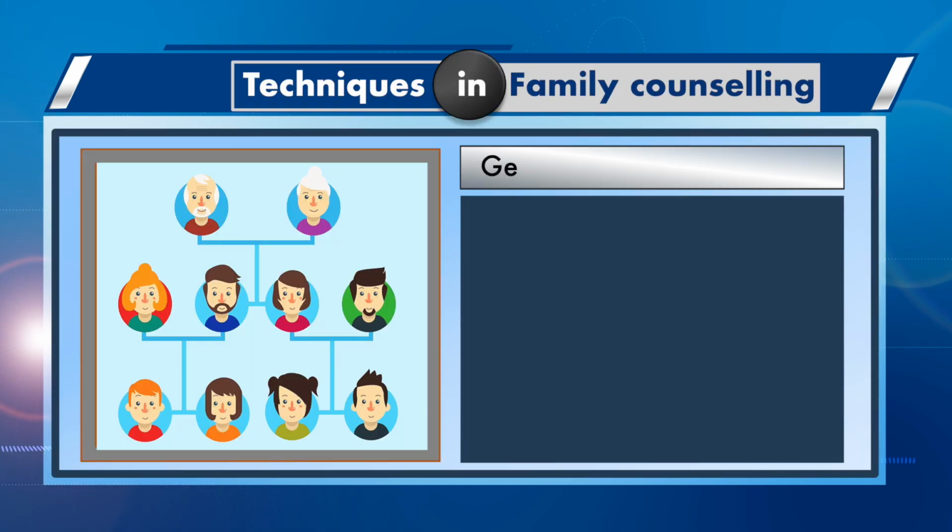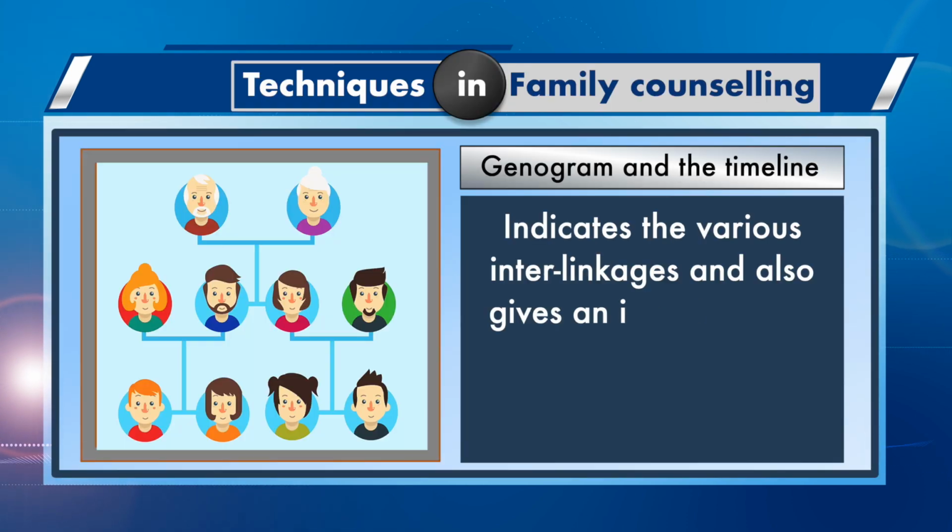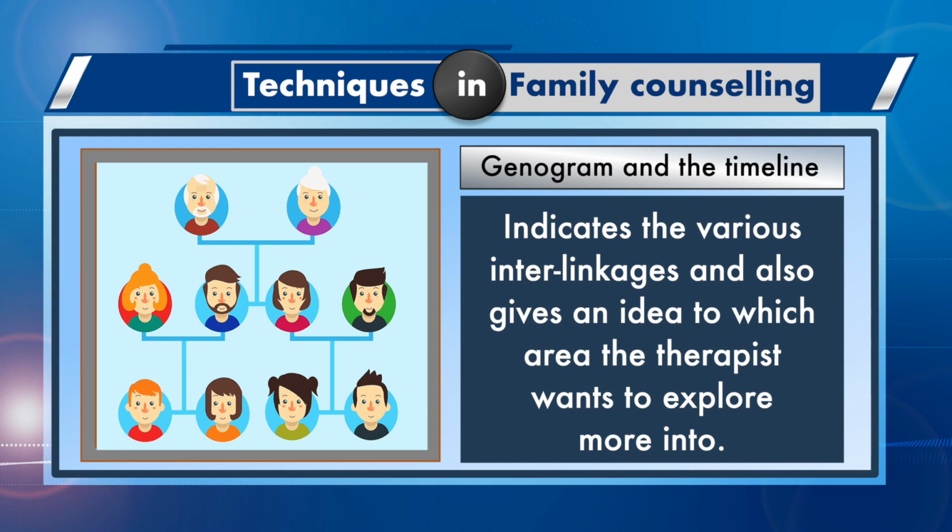It's like a family tree, which we also draw, where we put the senior-most family members like grandparents and great grandparents on the top, then their sons and daughters, who are like the parents, and then the children and their siblings below. So that's how it is shown. It indicates the various interlinkages which are there, and also gives an idea to the therapist which area he or she would like to dwell more into.